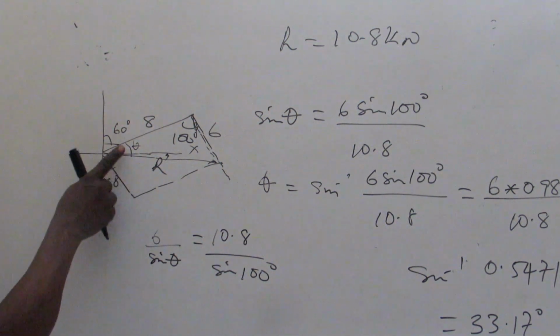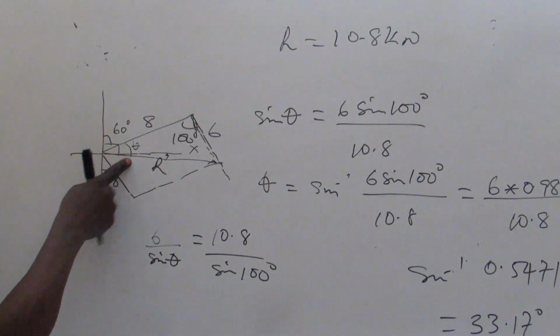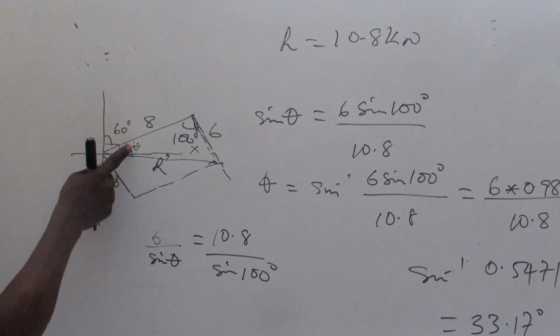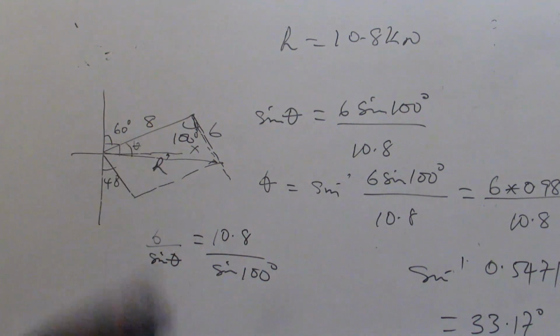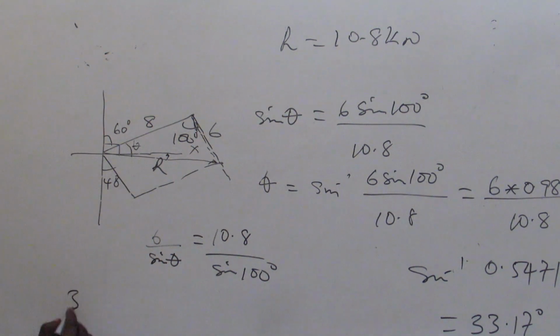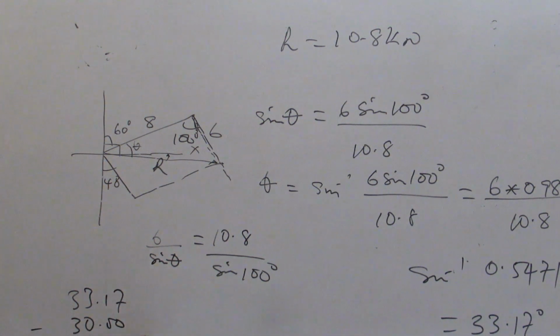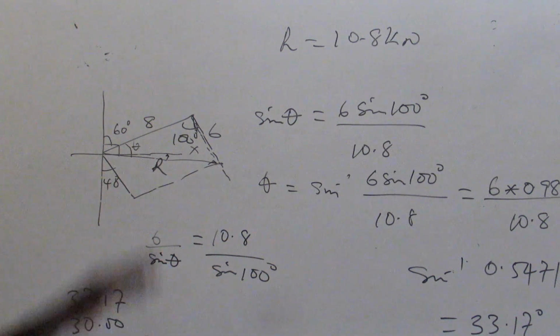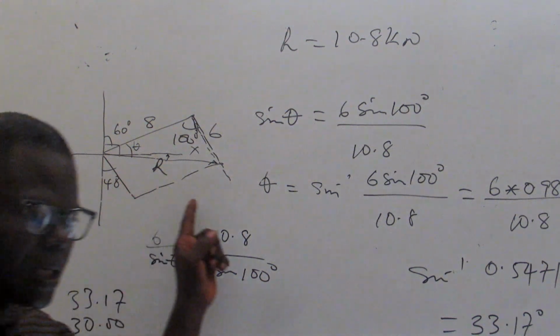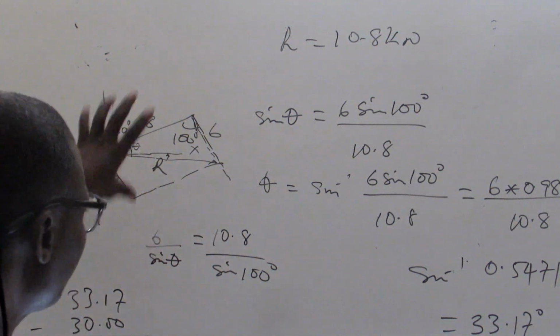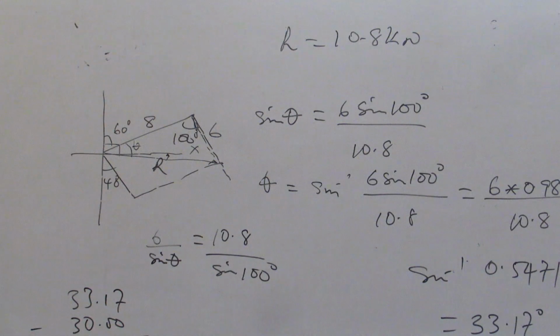So if you take out 60, you are left with 30. 30 would have made it 90 degrees, but it has extended. So we are going to subtract angle 30 degrees from there. We have 33.17 minus angle 30.00, we have 3.17 degrees. So that gives us the angle, the direction of the resultant from the horizontal line.